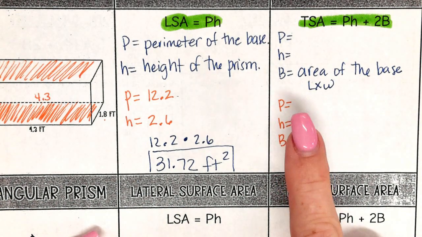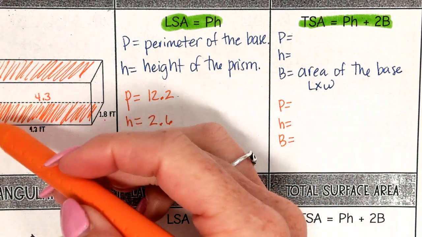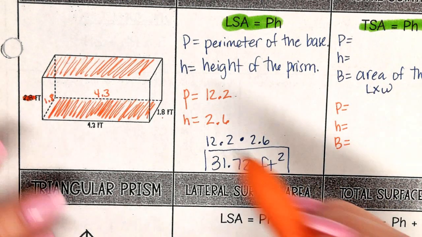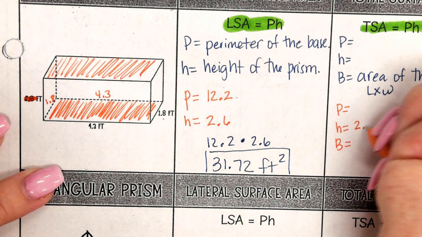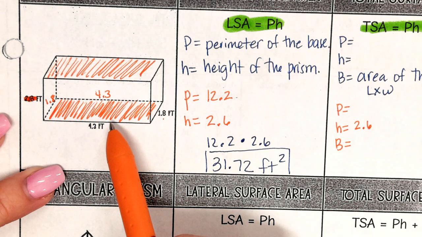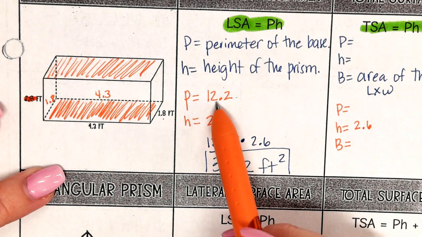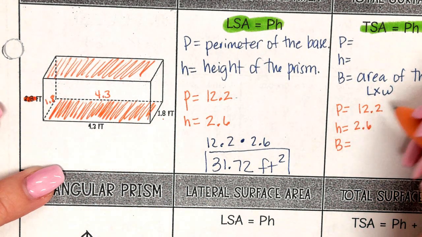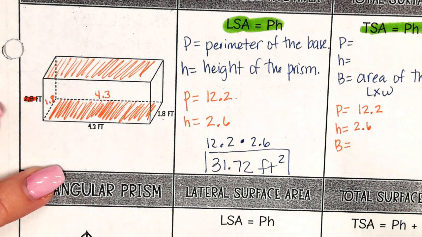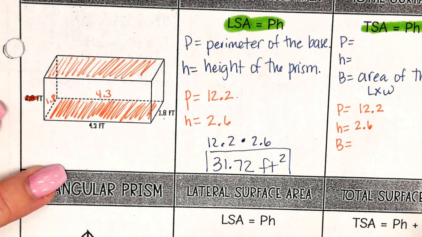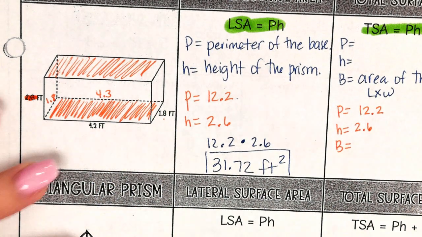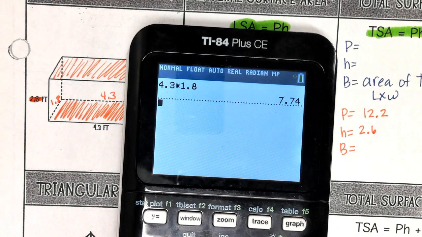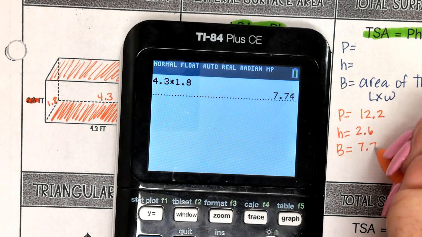H is the height of the prism. The height connects the two bases. That's where we got the 2.6. The P is the perimeter of the base. We got this number by adding all the sides, which was 12.2. What did big B stand for? Area of the base. So I'm going to multiply 4.3 times 1.8, which is 7.74.